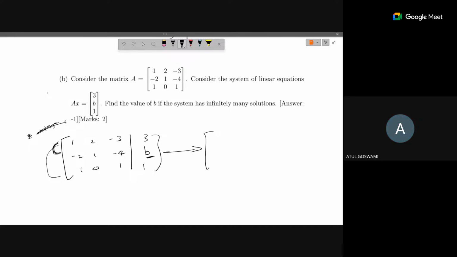So I'm just making the third row 0. I'm just subtracting. So it will be 0, -2, -4, and -2, right? Yeah.